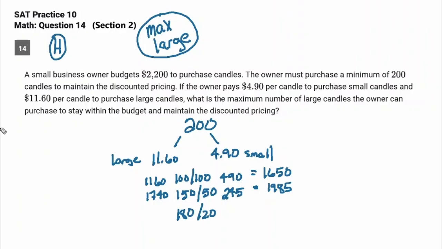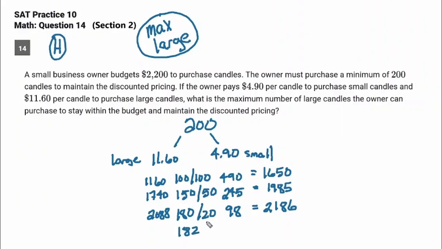All right, so once again, back to our calculator. 180 times $11.60, 2,088. And then 20 times $4.90, $98. All right, so we add them up. 98 plus 2,088. Pretty close, man. $2,186. All right, what do you think? Want to squeeze a couple more candles here? Let's see. Let's go to 182.